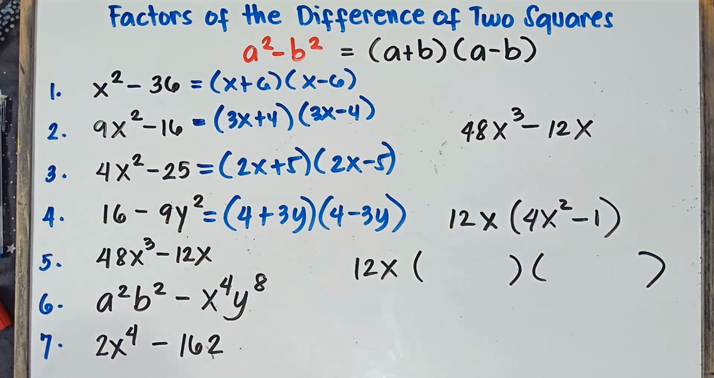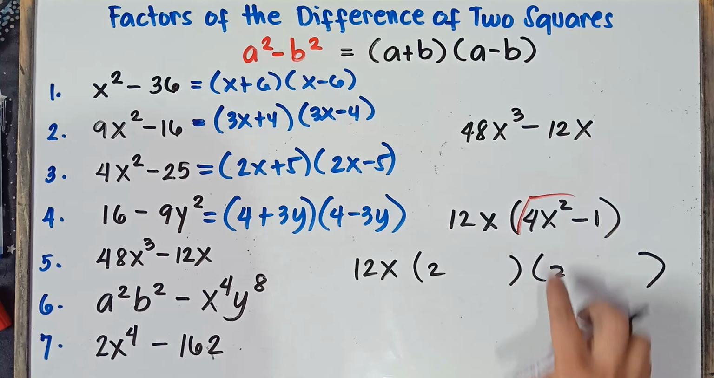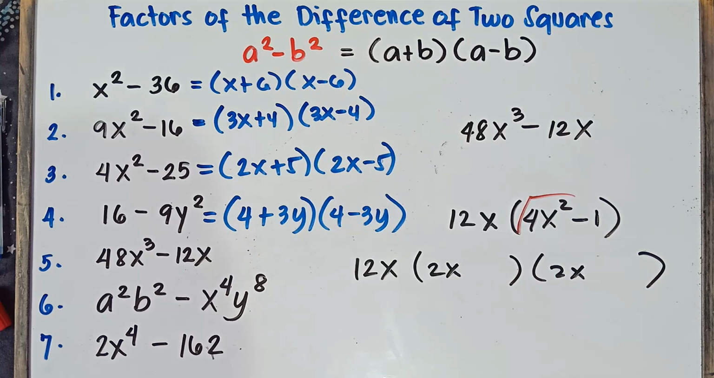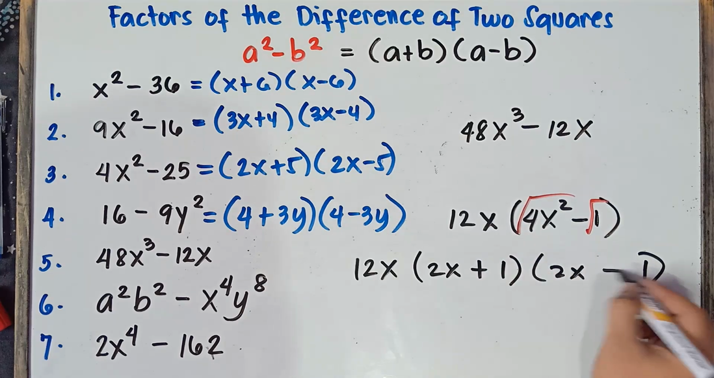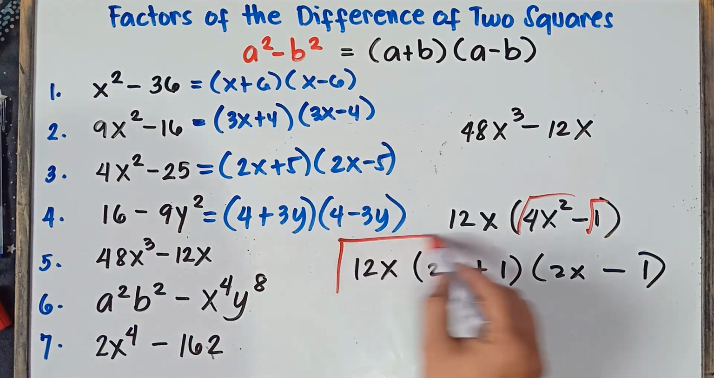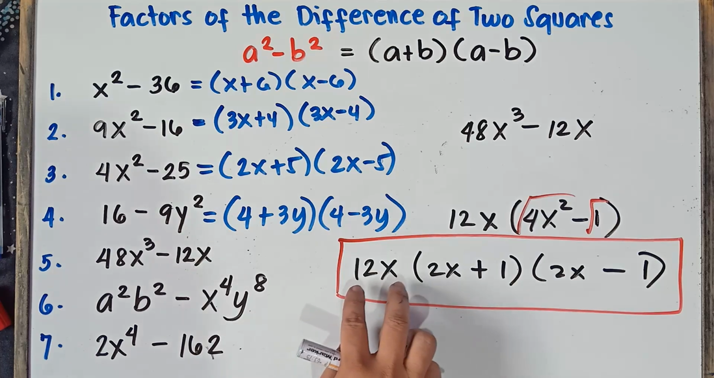Alright, and then simply get the square root of the first term, the square root of 4x squared. So the square root of 4, that would be 2. And then the square root of x squared, that would be x. So we have 2x and then 2x. Simply get the square root of the second term, the square root of 1, that would be 1. And then put plus and minus sign. That's it, class. All set. This will be our answer, class, with regards to example number 5, including 12x.